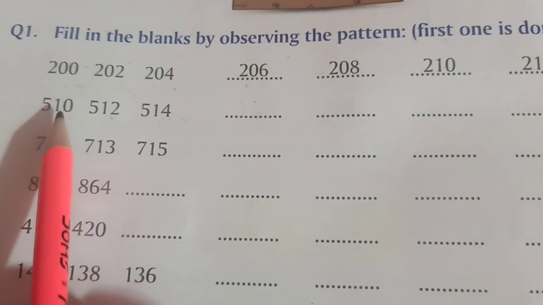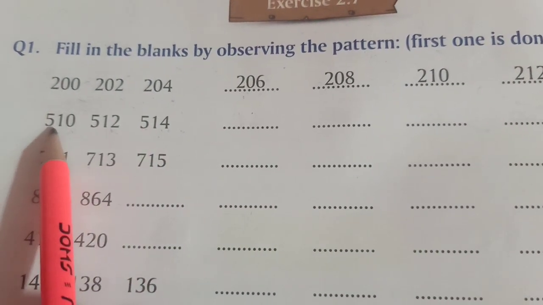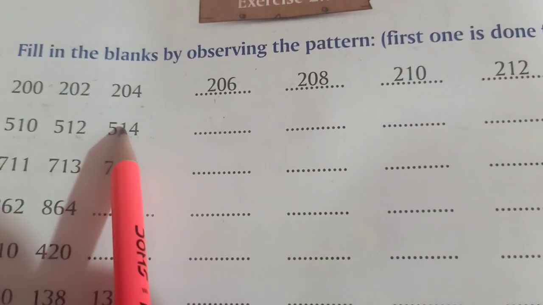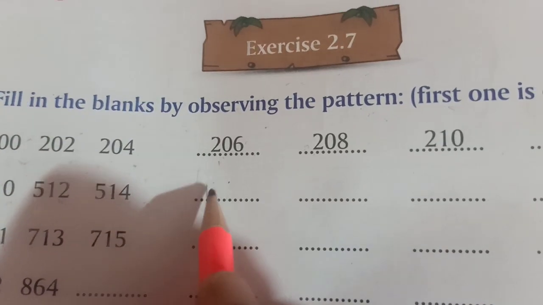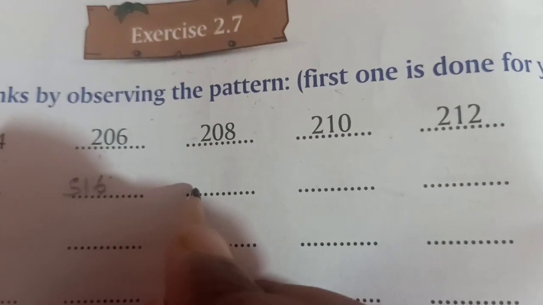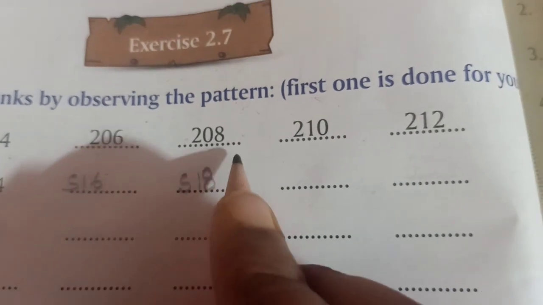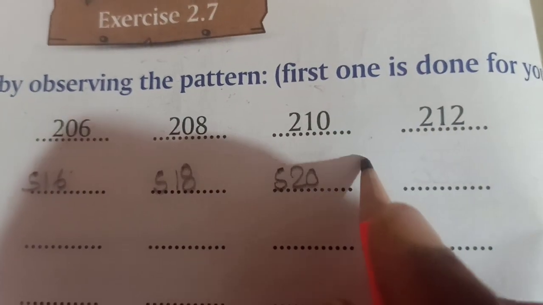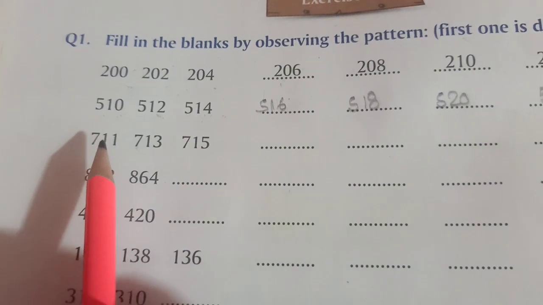Okay, now we'll see the next question. 510, 512, 514. Now 510, 511, 512. Then 512, 513, 514. This is also a skip counting of 2. So how will we write here? 514, 515 we will skip and 516 we will write. And then 516 and 17 we'll skip and we'll write 518. And then 518 and 19 we'll skip and we'll write 520. And then 520 and 21 we'll skip and we'll write 522.